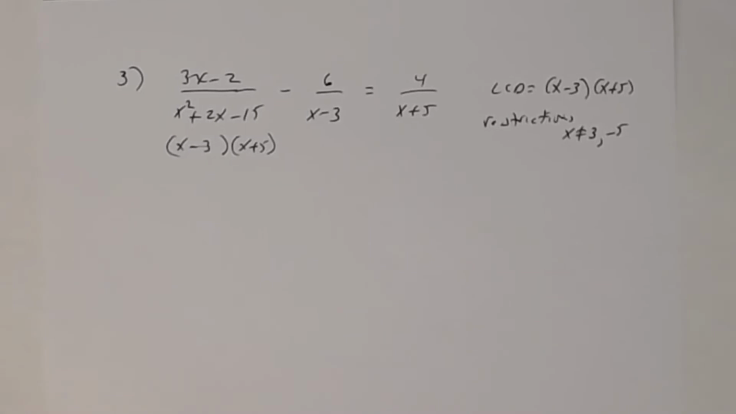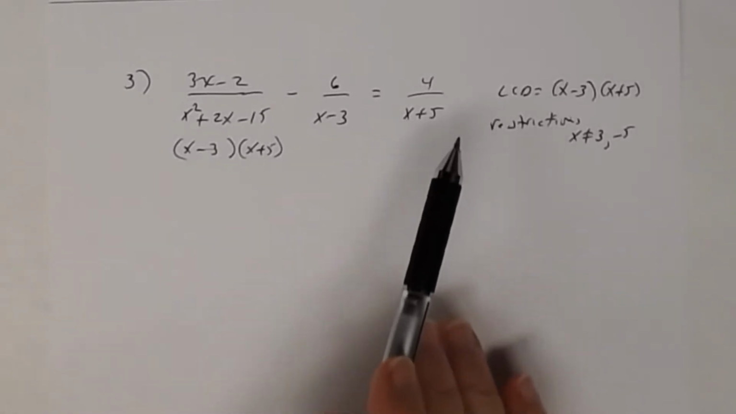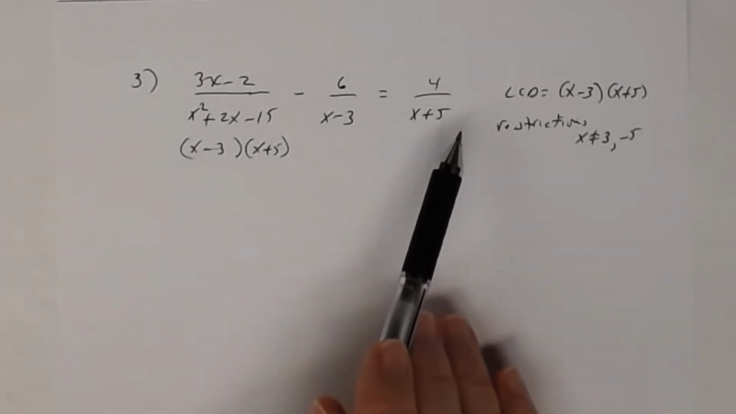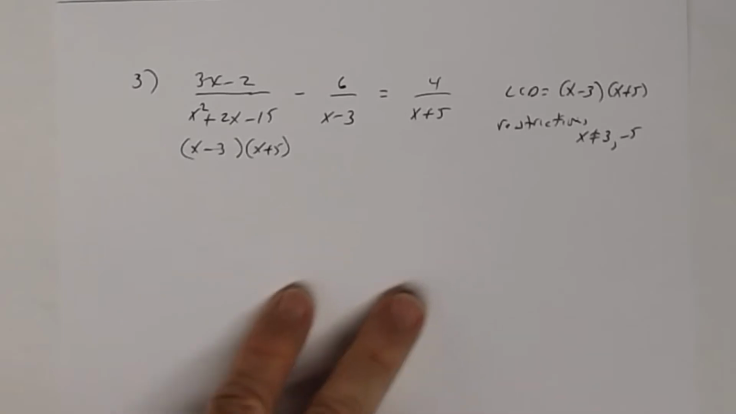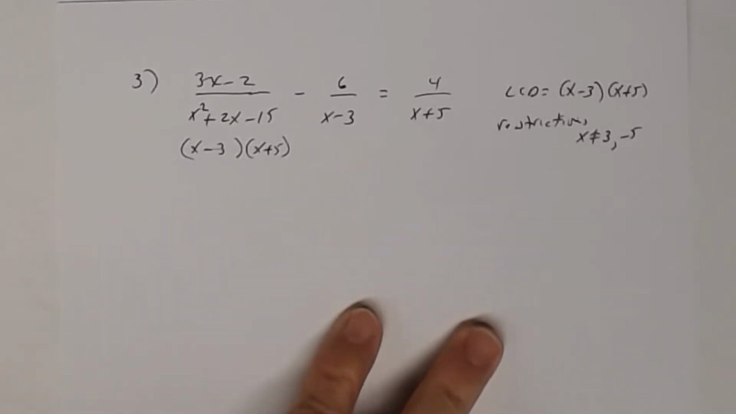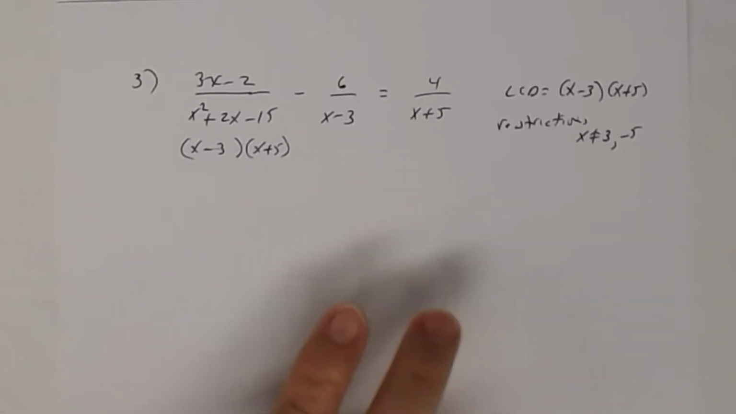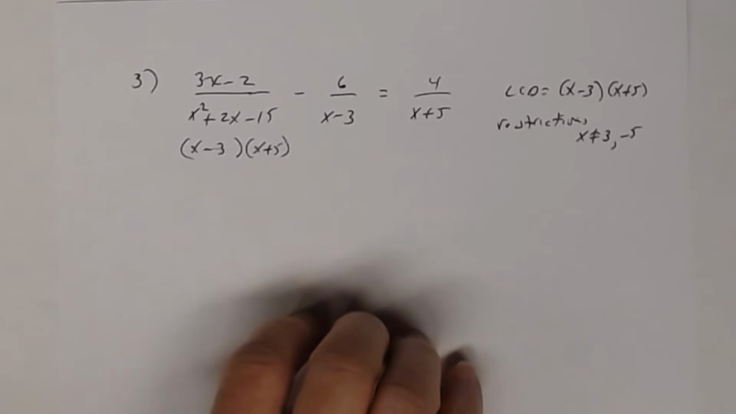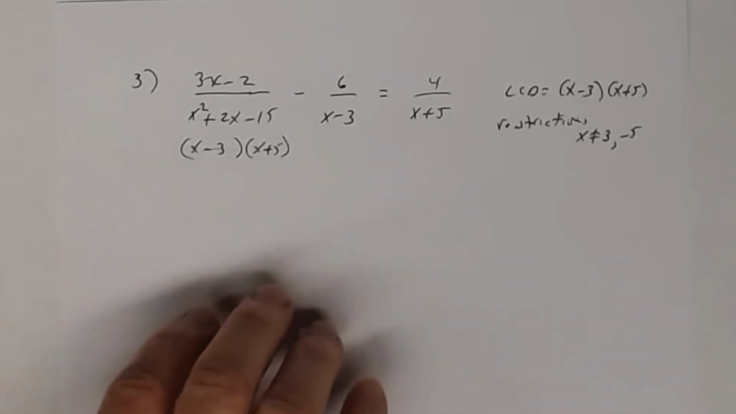All right, so we found the least common denominator. Now we're going to do it just like we did in number 2. We're going to multiply both sides by the least common denominator. Now remember, on your test and on the worksheets, this process is what I want to see. So don't do it any other way. If you do it another way, you're not going to get full credit. So the way I'm doing this is the way I want you to do it on your test or worksheet.